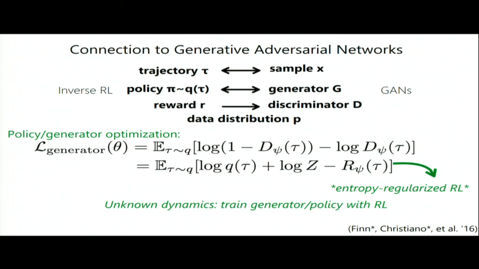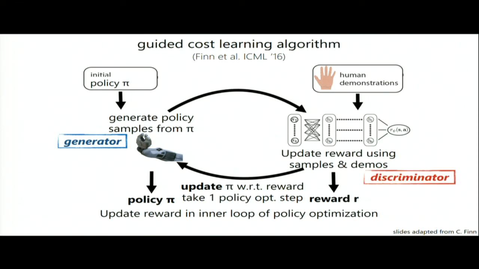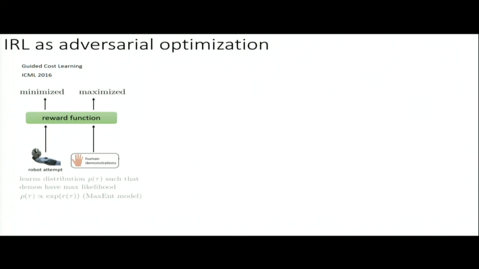So if you have unknown dynamics and you use this approach where you alternate between updating the policy to maximize the reward and updating the reward to try to push up the reward of the data and push down the reward of the policy samples, you're actually exactly implementing a GAN with a particular form for the discriminator. OK, so that's what I just talked about. So this guided cost learning algorithm is an instance of a GAN, where the policy is the generator and the reward determines the discriminator. Now, the reward of the samples from the policy is minimized, and the reward of the human demonstrations is maximized.